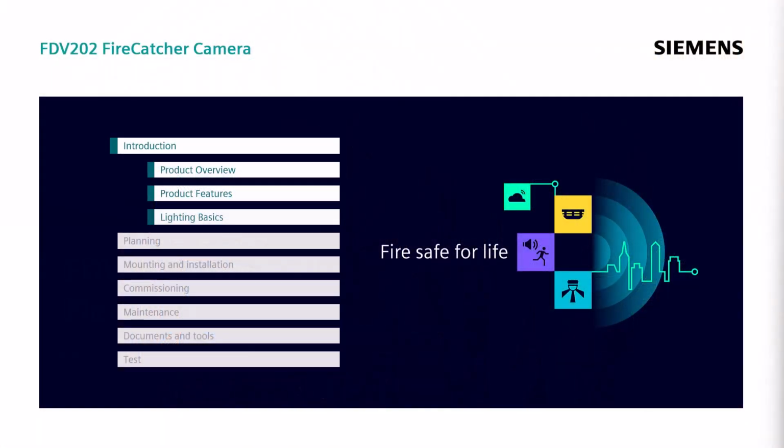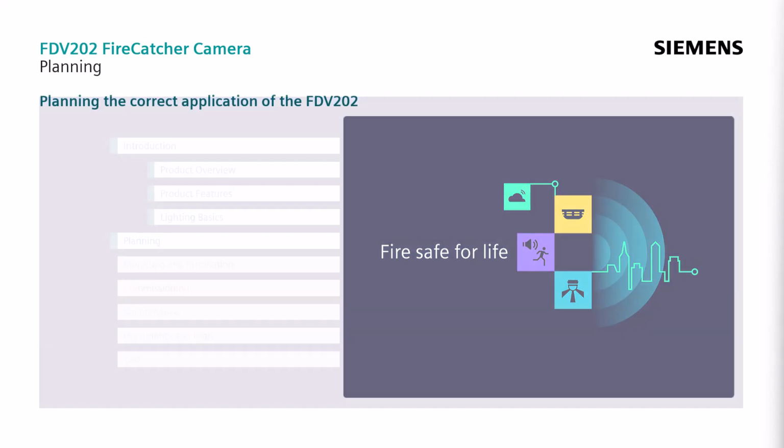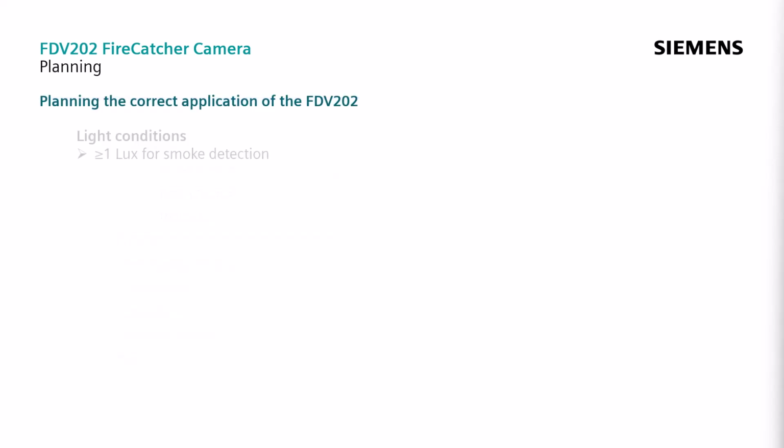In this chapter, we would like to show you how to plan the application of the FDV202 FireCatcher camera and what needs to be considered for it. As you have seen before, the crucial parameter for the supervised area is the illuminance, measured in lux. So, the first step is to check the environment for the correct light conditions. A minimum brightness of 1 lux is required for a good smoke and flame detection of the FDV202.